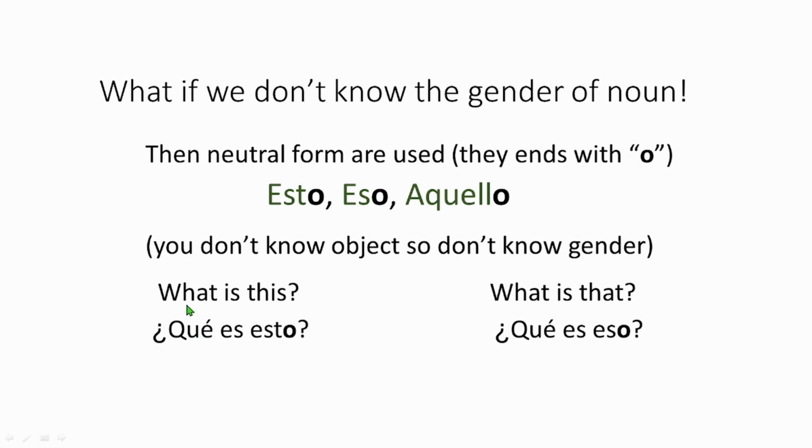So it's like this. What is this, right? What is this? It means you don't know the gender as well. So you say, ¿qué es esto? ¿Qué es esto? Right? ¿Qué is "what," es is "is," esto, "this." ¿Qué es esto? What is that? Then you can say, ¿qué es eso?